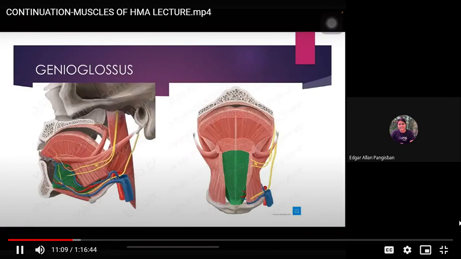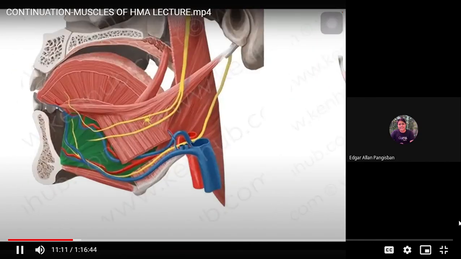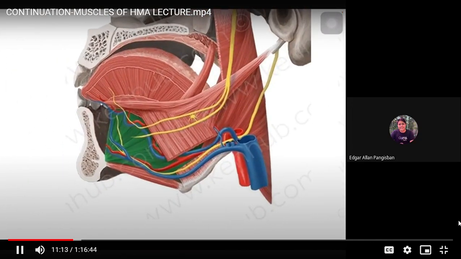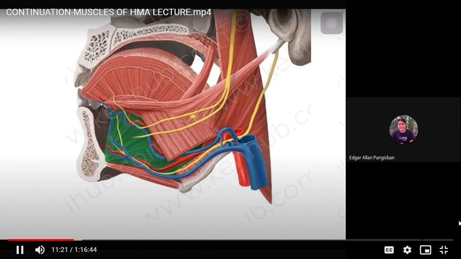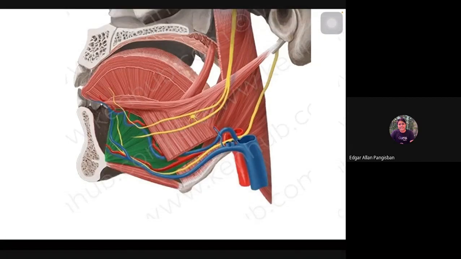So here is another picture of your genioglossus. You can see this highlighted by the green area. Origin niya is towards the genial tubercle, or a part of the genial tubercle, which is your superior mental spine.